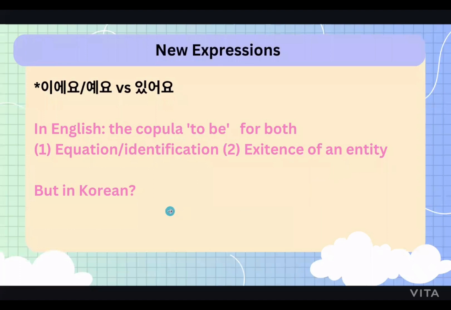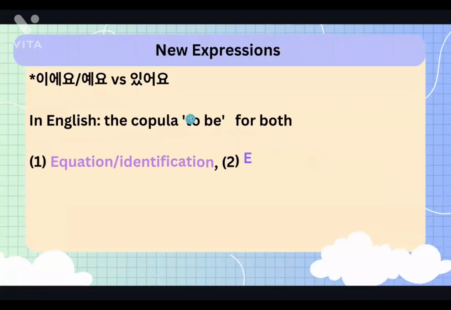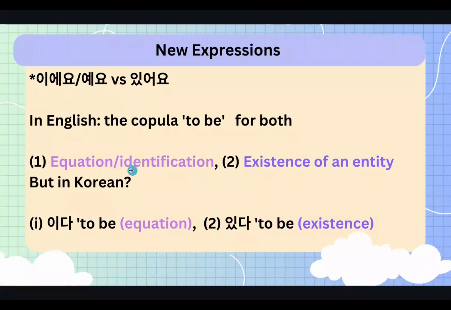자, what about in Korean? So in English, to be is used for two kinds of purpose. For example, equation, identification, or existence of an entity. But in Korean, we divide these two parts. So it means in Korean, the copula to be, these two meanings, two functions are divided into two different forms. So look at this. 자, one of them is 있어요. So equation, identification, existence of an entity. What about in Korean? 자, 이다. 자, 이에요, 예요's dictionary form is what? 이다, right? And 있어요's dictionary form is 있다.